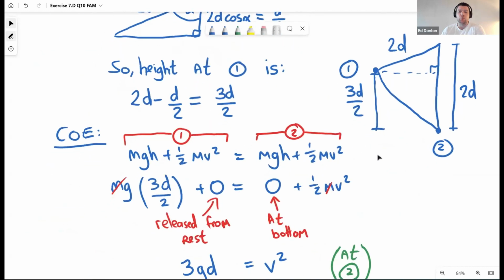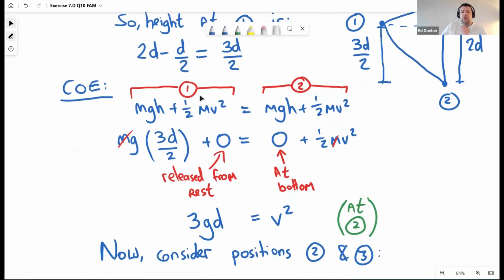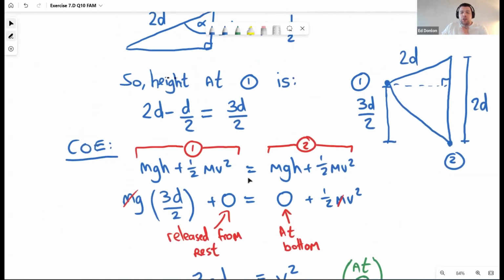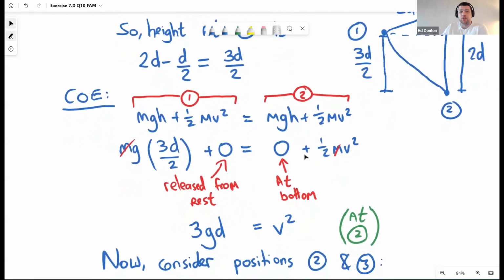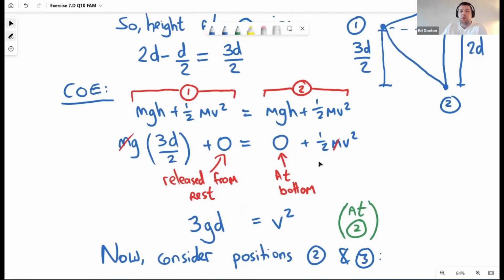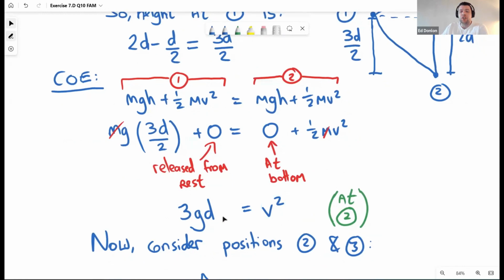Once we've found this height at position 1, we jump straight into our conservation of energy. The two positions we're considering are the starting position, which I call position 1, and the very bottom of our motion, which I'm calling position 2. So we have mgh, our potential energy, with height 3d over 2, which I just found. Our kinetic energy is 0 since it's released from rest. This is equal to our total energy at position 2, where our potential energy is 0 because the height is 0, and we have our kinetic energy. v is what we're trying to find. As is usually the case with these conservation of energy questions, all the m's cancel out straight away, which makes things quite nice. And then we find our velocity at position 2.